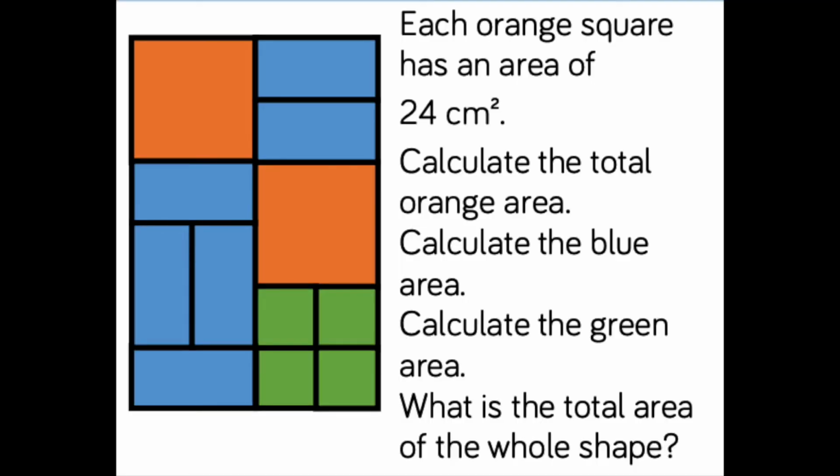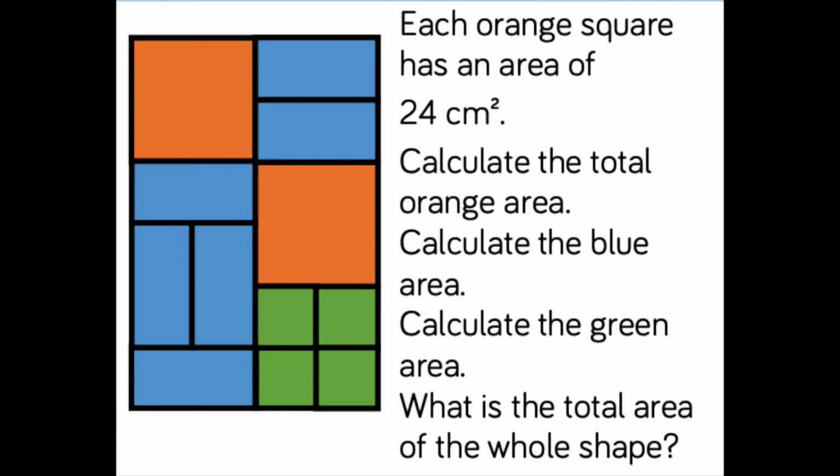Now I'm going to go through yesterday's challenge. So you had this complex shape and you had to find out the area of each colour. To start off with, we had the orange space, which was each box was 24 centimetres squared, and there's two of them. So in total, the orange is 48 centimetres squared.